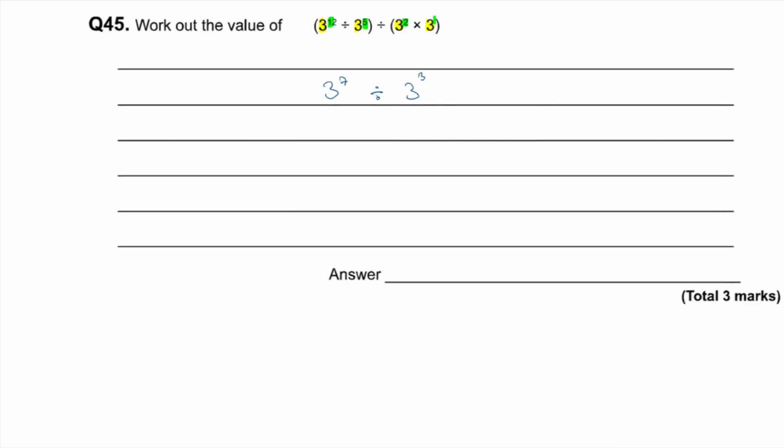Okay. So now I've got two numbers with the same base, 3 and 3. This time I've got an index of 7 and an index of 3, and I'm dividing them, so I'm going to be subtracting those indices. So that is going to be 3 to the power of 7 subtract 3, which is 3 to the power of 4. And again, it's asking me to work out the value, so I need to then go on and work out what that is. I can't leave it in index form this time. So 3 to the power of 4 is 3 times 3 times 3 times 3, which is 81.